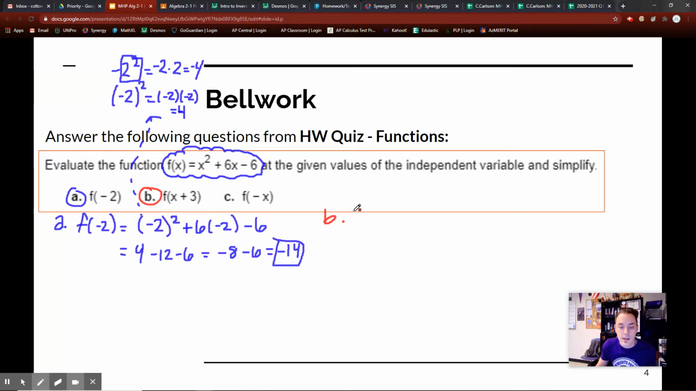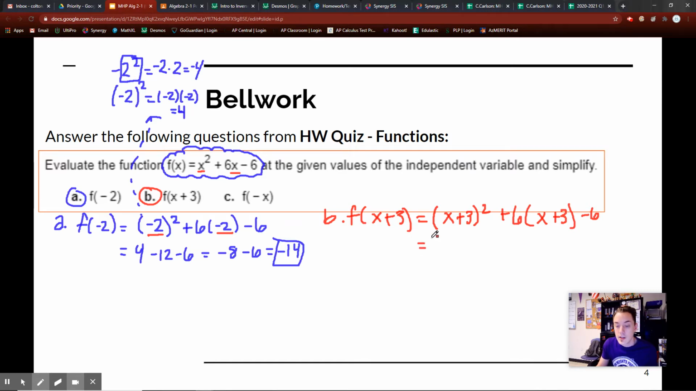So B, I am given f of x plus 3. What is f of x plus 3? Okay, I'm going to literally plug in x plus 3 and substitute it everywhere I see an x. Or in other words, I'm going to substitute it here where I plugged in the negative 2. So instead of plugging in negative 2, I'm going to plug in that. So what I have now is x plus 3 squared, and then plus 6 times x plus 3, just substitution, guys, that's all it is, minus 6.